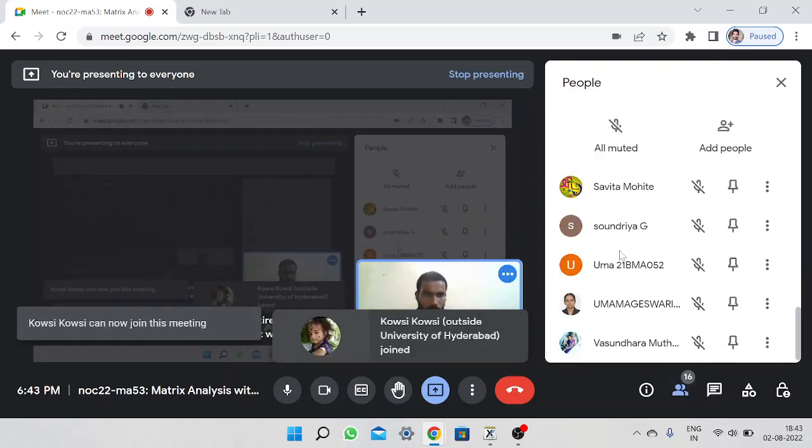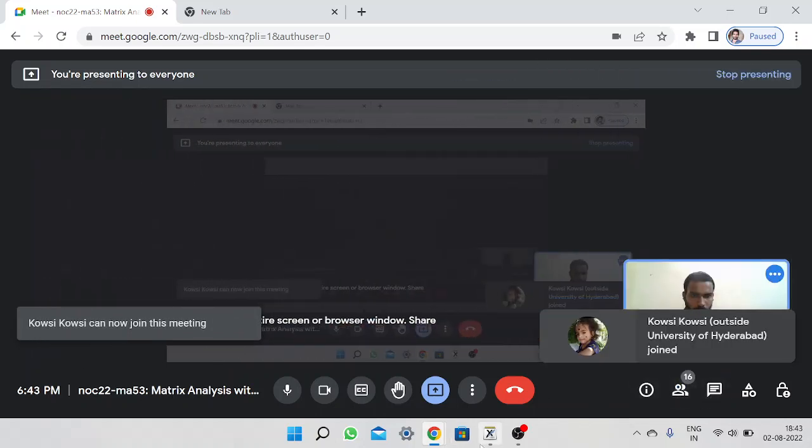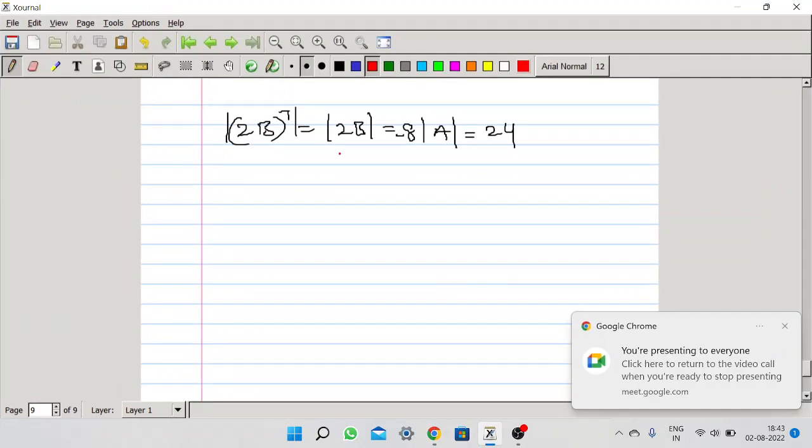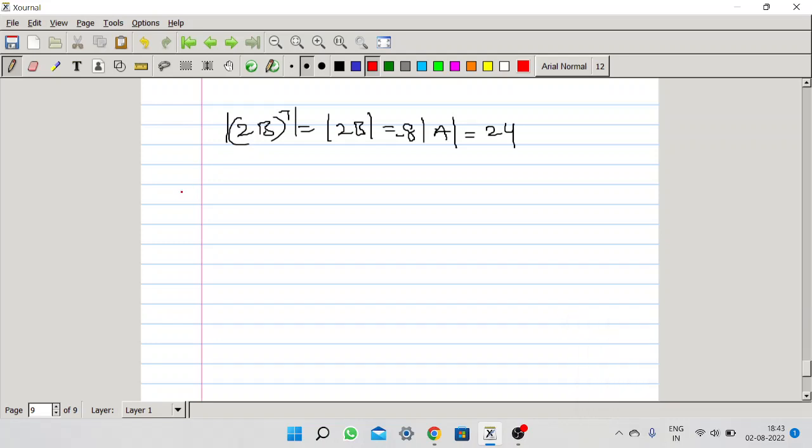Numbers. I hope you don't have any problem, any doubt here. So let me proceed with the next problem. We already have solved the 6th problem, so I will proceed with the 7th problem.